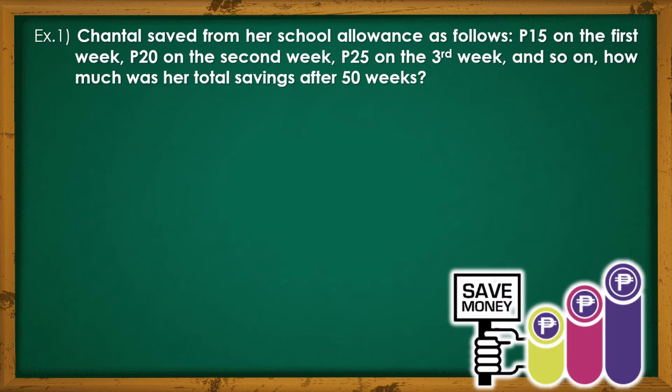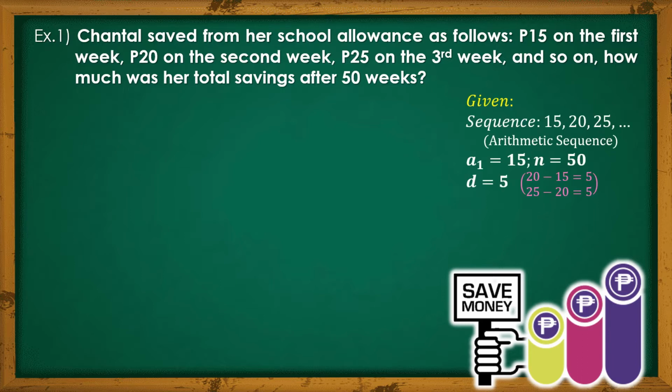Now in this problem, we will start with the given. So ito yung mga given na makukuha natin sa problem. Umpisahan natin sa sequence form. Meron tayong 15, 20, 25, and so on and so forth. Observe na nabuo natin ay isang arithmetic sequence na may first term or a sub 1 na 15 at may n na equals 50. Bakit? Dahil kailangan natin ang 50 weeks in the problem.